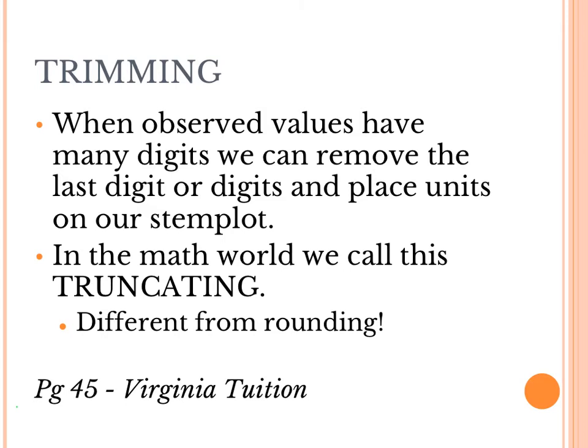If we have really large data values that we're working with, things in the thousands, 10,000s and above, or really small values that incorporate a lot of decimal places, we might trim and use a leaf unit in our stem plots to help simplify the data. In the math world, we're going to call this truncating. It's different from rounding. If we're going to truncate a number, we would take something like 8,576 and just call that 8,000.